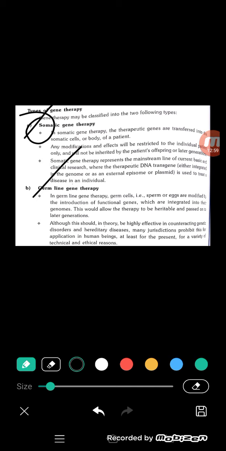And they are highly effective in counteracting genetic disorders and hereditary diseases. Many uses and applications occur with germline gene therapy. These two are the gene therapies involved there.